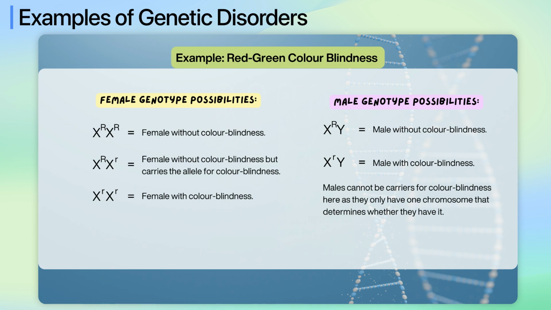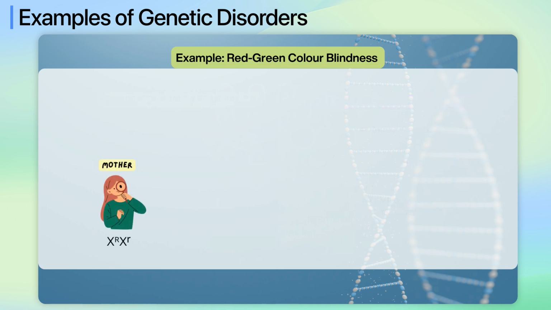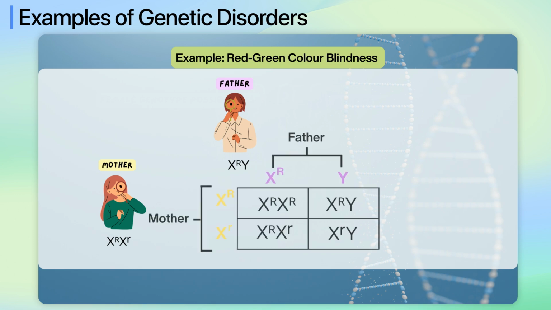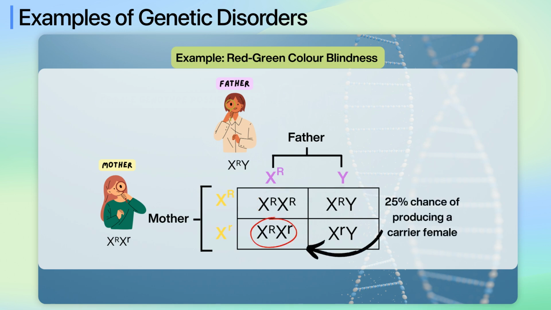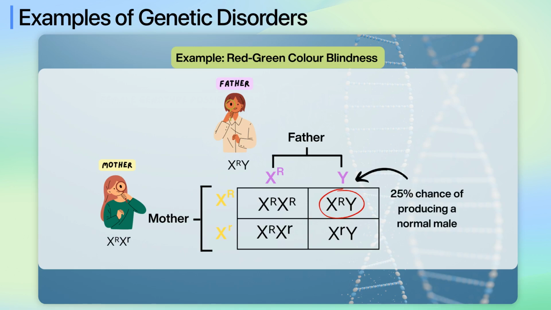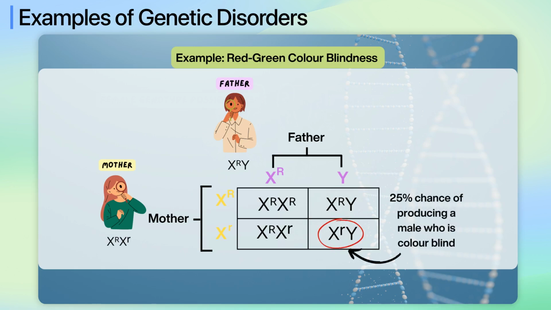If a mother who is a carrier of color blindness is crossed with a father that does not have color blindness, it will produce the following cross. As a result, there is a 25% chance of producing a normal female, 25% chance of producing a carrier female, a 25% chance of producing a normal male, and a 25% chance of producing a male who is colorblind.